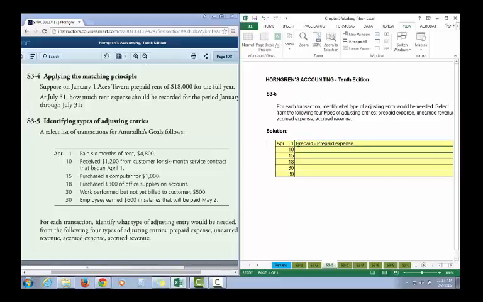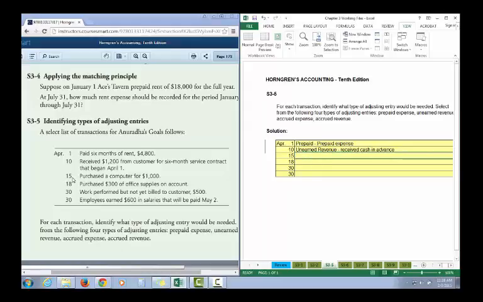All right. So let's look at April 10th. It says received $1,200 from customer for a 6-month service contract that began April 1st. So this is money we received in advance, right? And so when we receive cash in advance, this is an unearned revenue. Okay. So we received cash in advance. All right, so that's just a note.